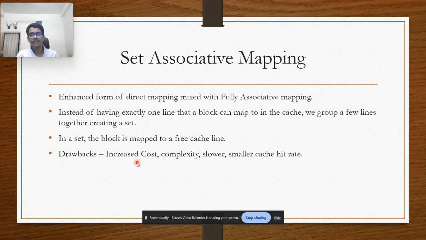The drawbacks of set associative mapping is its increased cost and complexity, since it reduces the disadvantages of both direct mapping and fully associative mapping. It gets slower and has a smaller cache hit rate as compared to other forms of mapping.